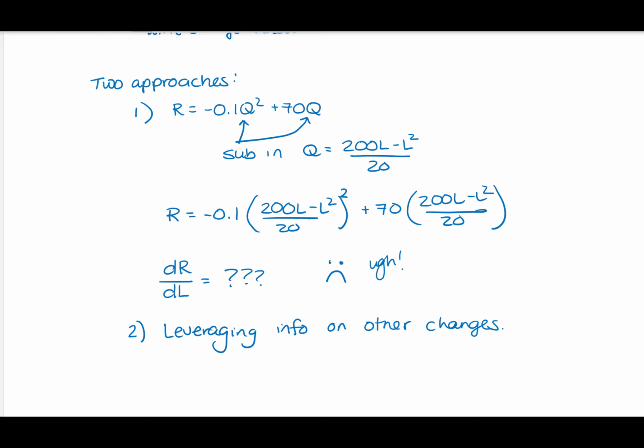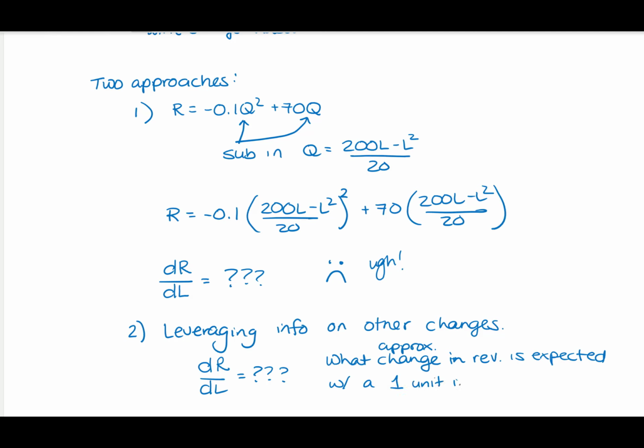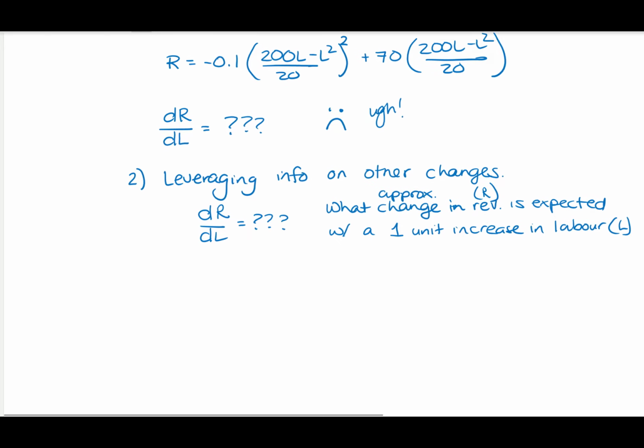As a reminder, dR/dL is what we're going for. And what this implies is, what approximate change in revenue do we expect with a 1 unit increase in labor, L? That's our R. That is really what it's asking.